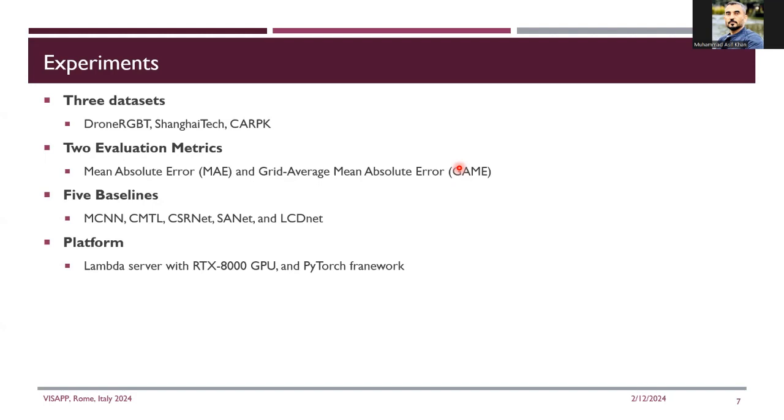There were 5 baseline models: MCNN, CMTL, CSRNet, SANET, and LCDNet. All these models vary from each other in different aspects, like MCNN and CMTL are multi-column architectures. CSRNet is a single column, but it uses transfer learning from VGG16. SANET is another model for crowd, and LCDNet is one of the extremely lightweight models. SANET is also lightweight, but LCDNet is an extremely lightweight model proposed recently.